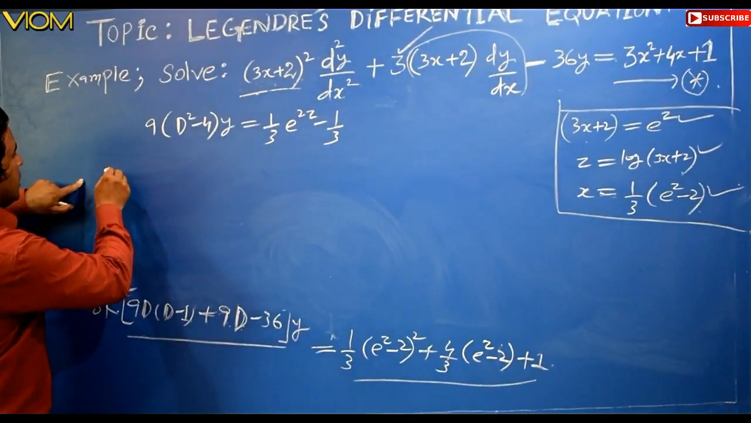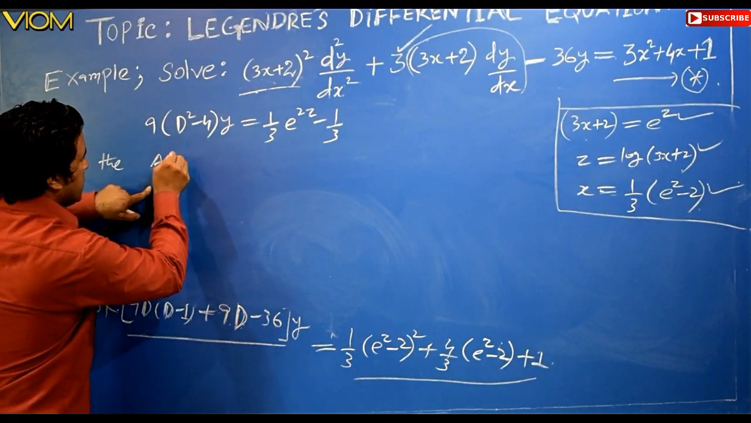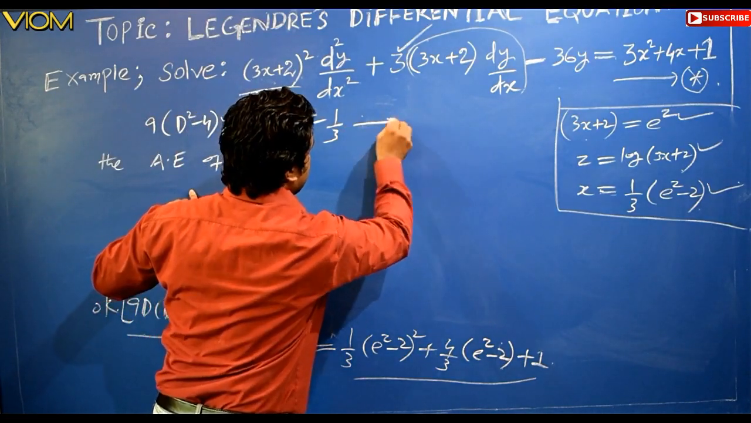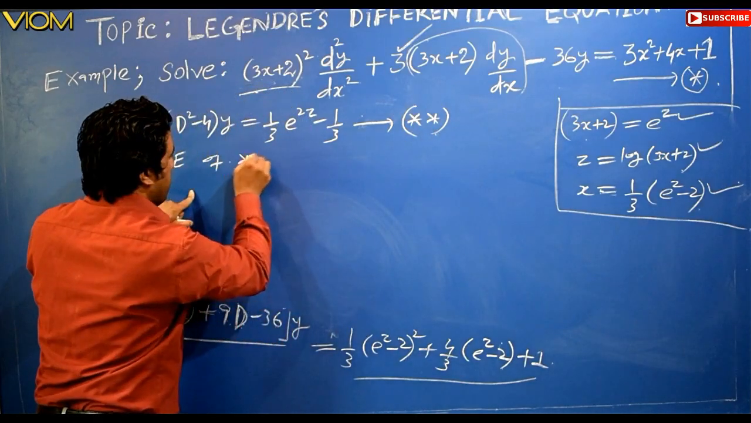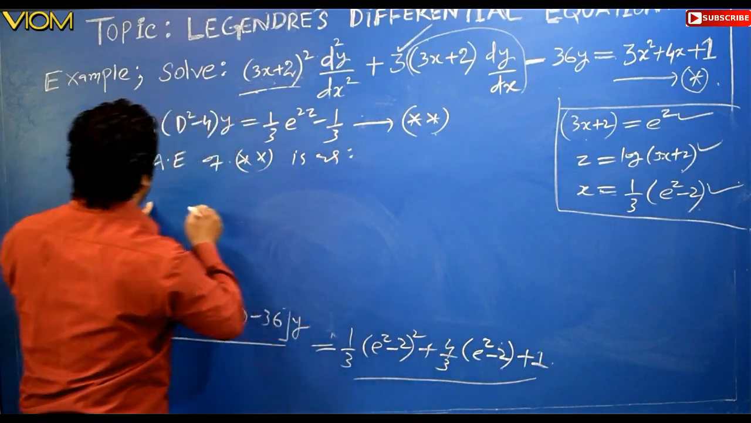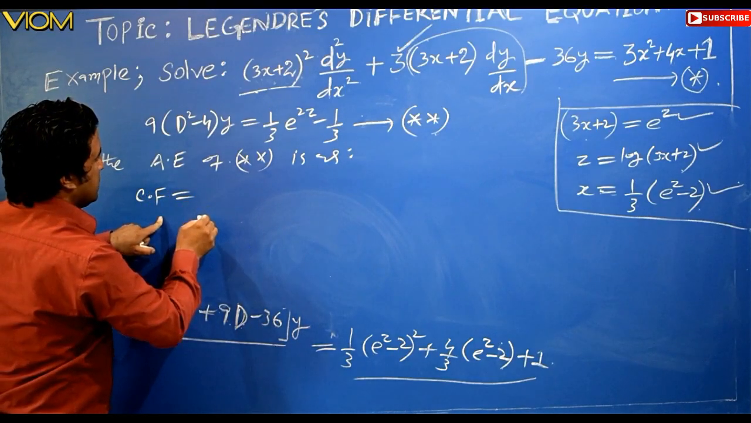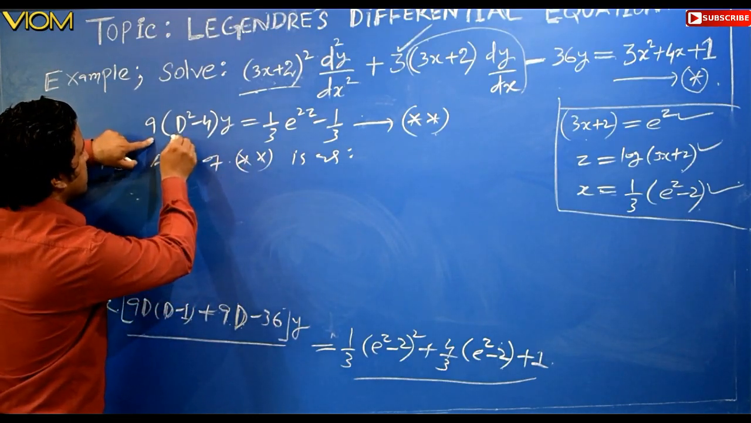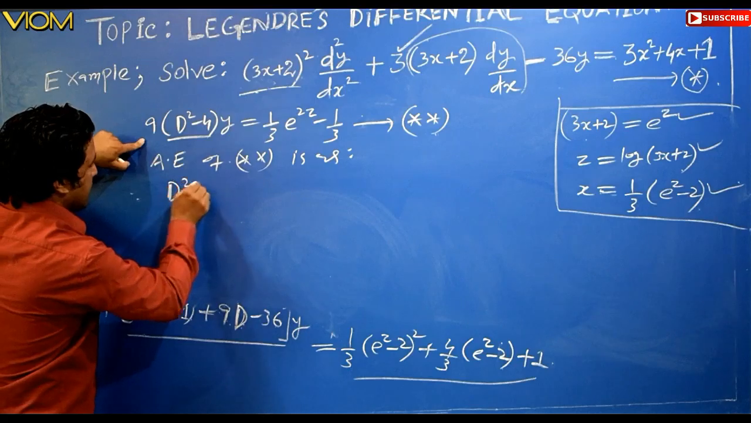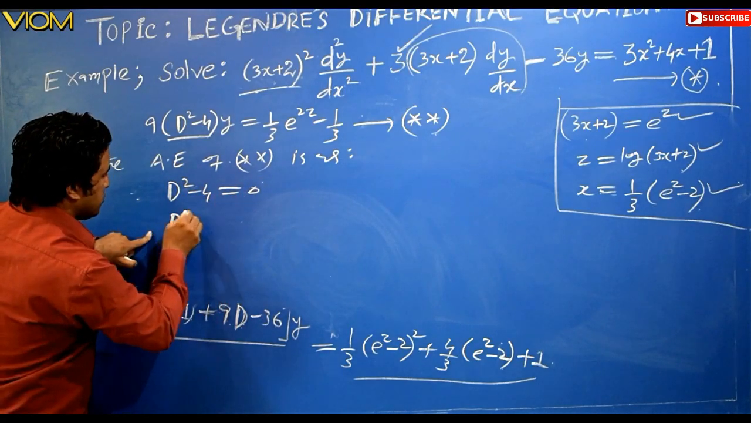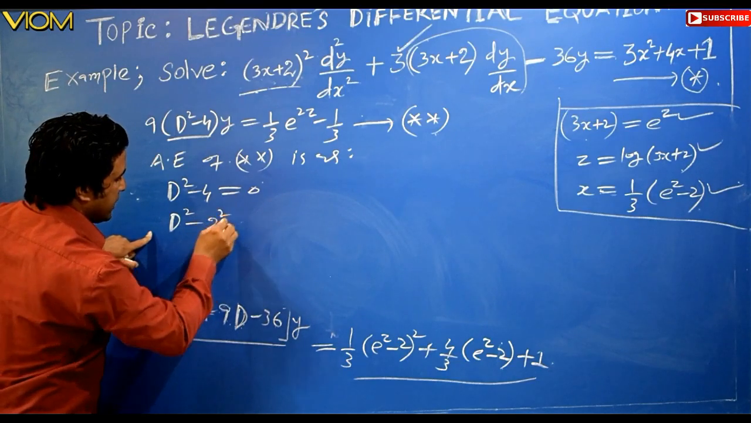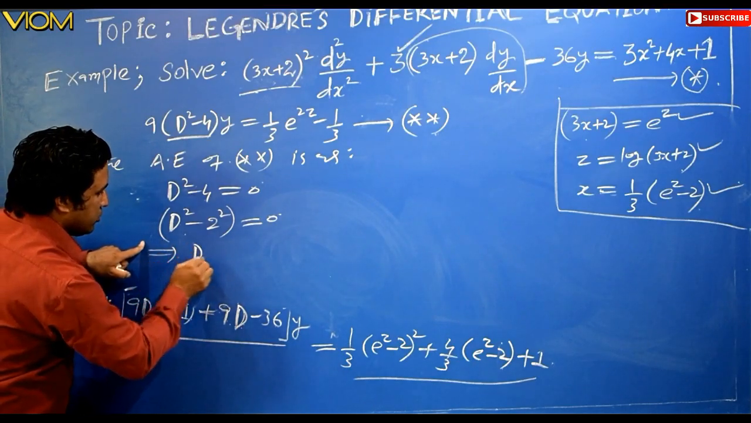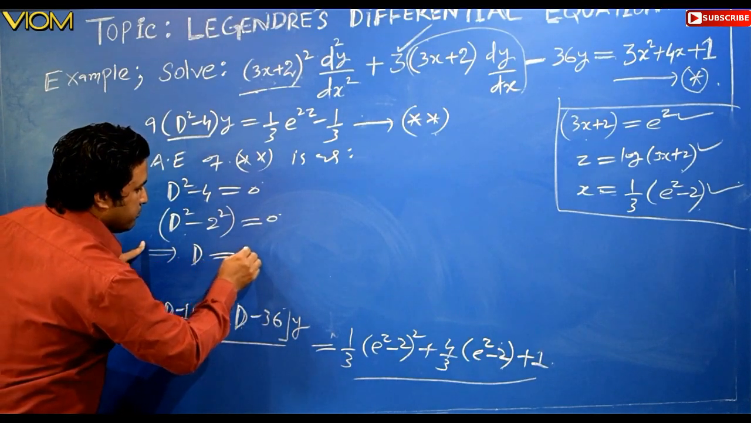So the auxiliary equation of this double star equation is D² − 4 = 0. You will get D² − 2², as the value of 2 squared is 4. So you will find the values of D = ±2.